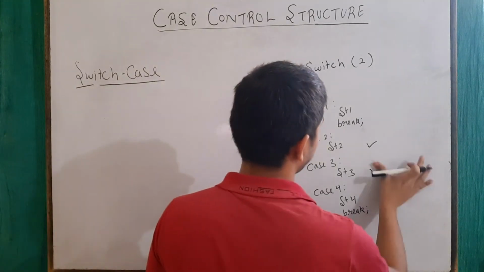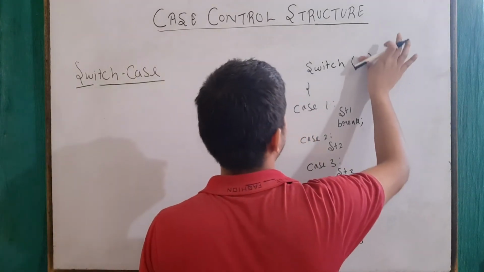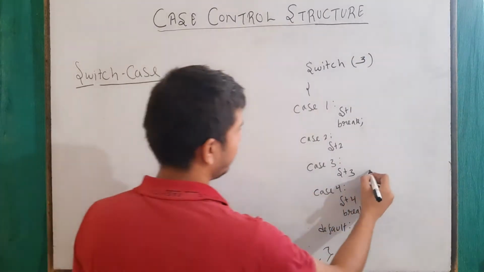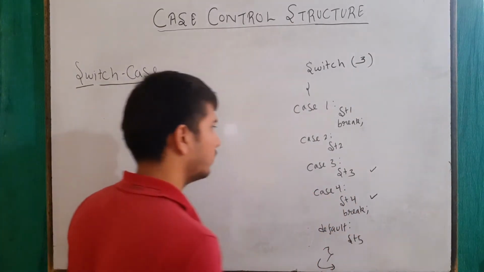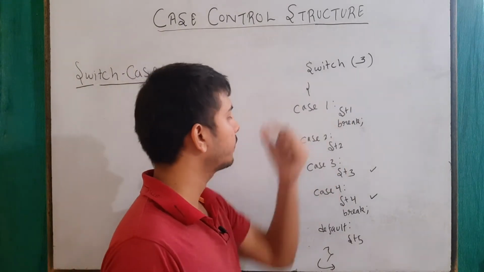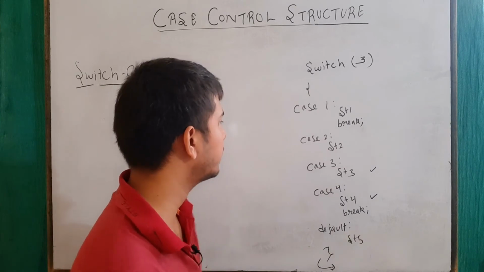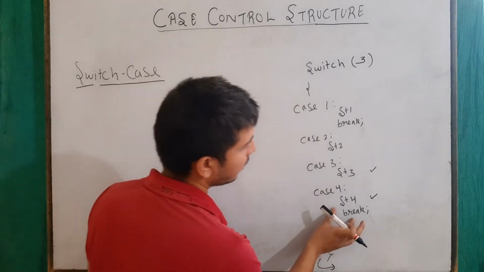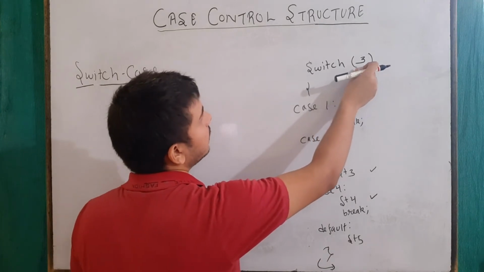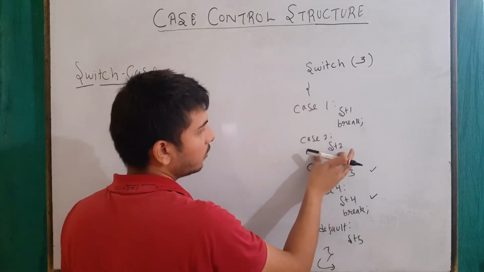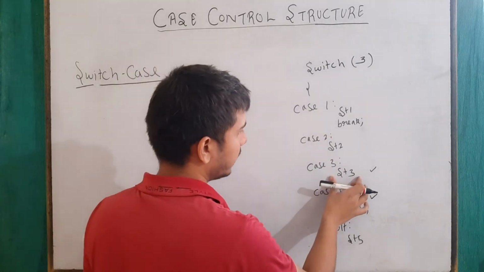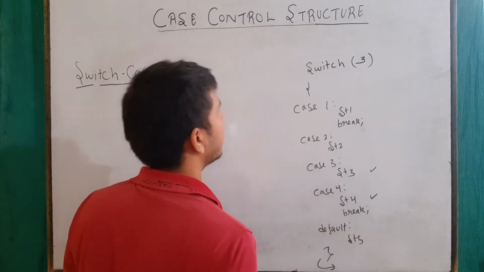Now another example, let's say here it is written 3. Now which code will execute? Statement 3 will execute and statement 4 will execute. Whichever case is equivalent to this one, after that all the statements will execute until it encounters the break keyword. Here, when switch has 3, note that statement 2 is not executing because this case is not true. But statement 3 was executed and statement 4 was executed.